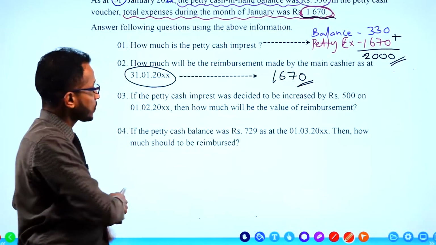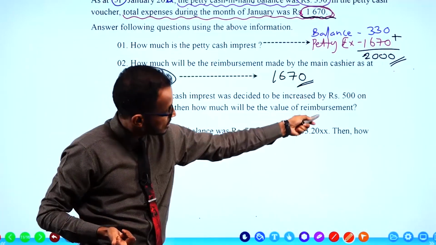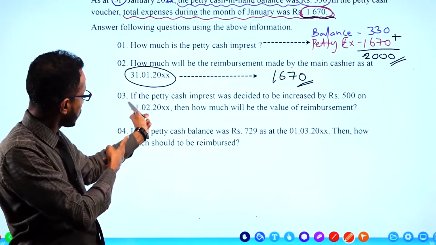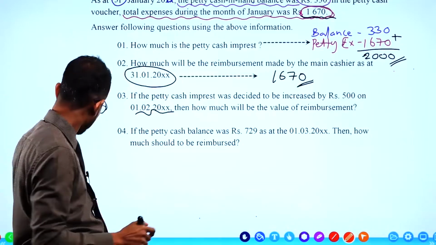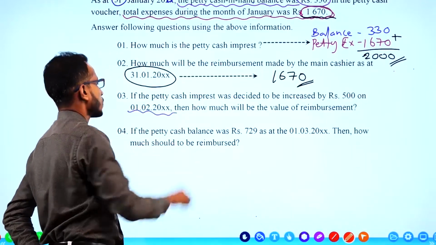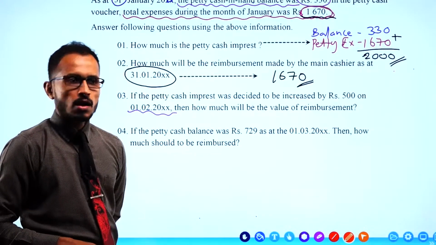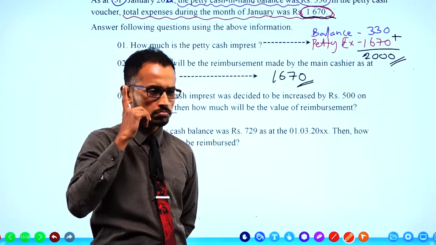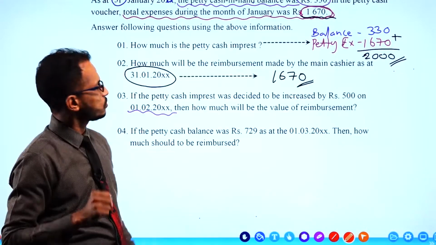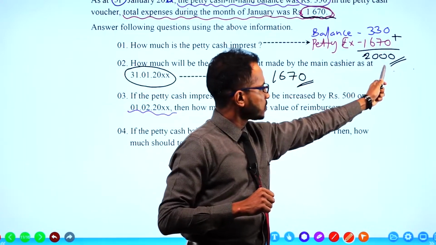Now we are down to the third one, and the third one is asking you what? If the petty cash imprest was decided to be increased by 500 on 1st February, that is the next month, then how much will be the value of reimbursement? Well, now you start thinking, all right, the original imprest value is 2,000.